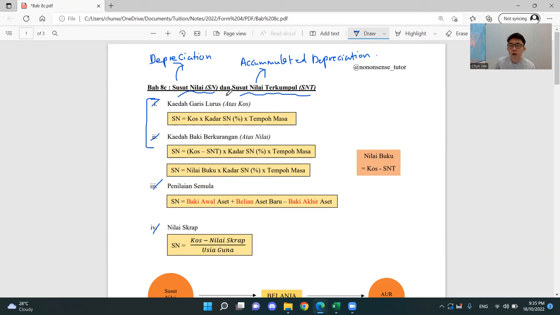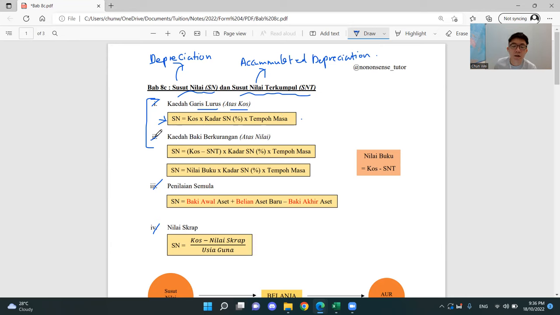Okay. They will ask you to menggunakan kaedah garis lurus. Or sometimes it is just say mengirakan susut nilai atas kos. Then it's actually the same thing. All right, so then that would be the formula. Okay, susut nilai equals to cost times kadar, the percentage, times tempo masa. Okay, later we'll apply all these things and then you'll know what it means.